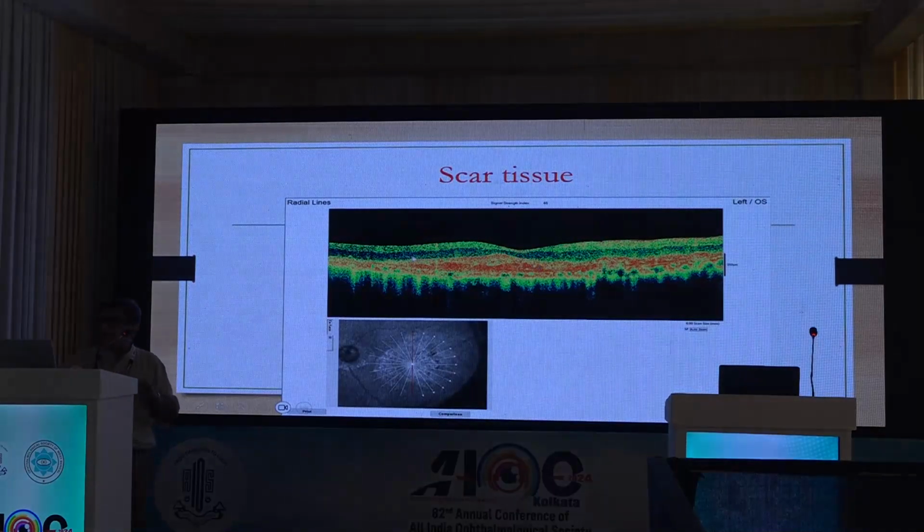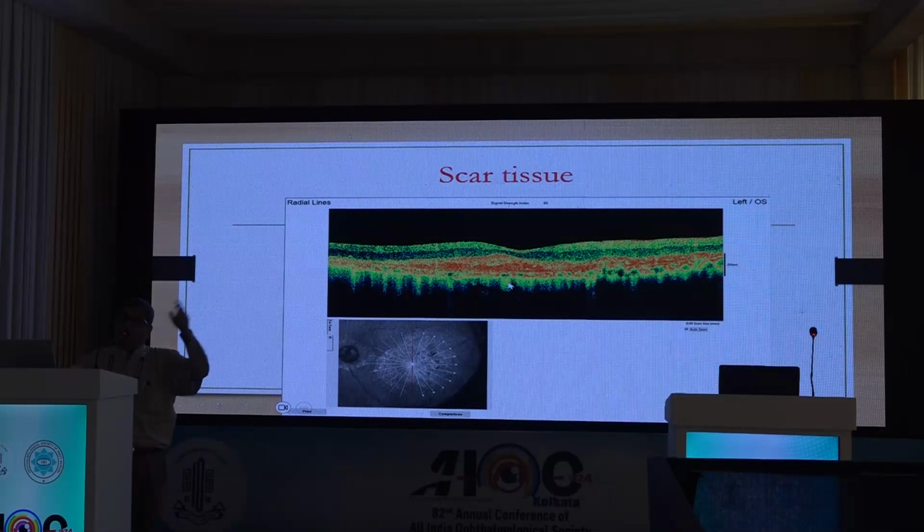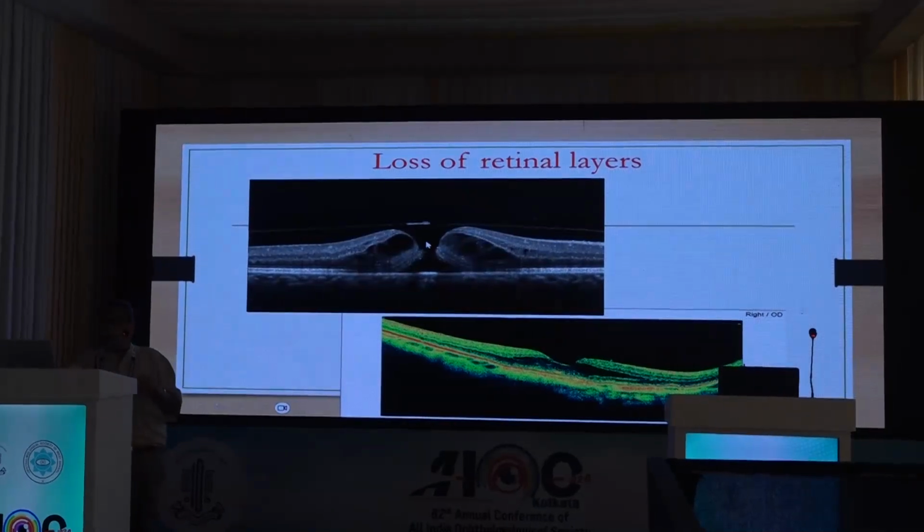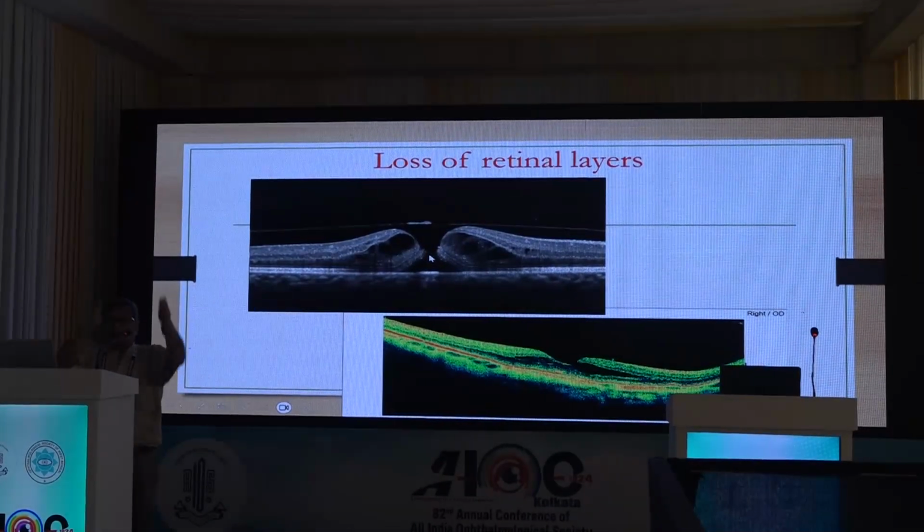Here what has happened, you see it's hyper-reflective. That means now it's reflecting a lot of light. This happens from a scar. So this is a scar tissue which is there. Here, if you look at this layer from here to here, you see it's missing. So this is atrophic degeneration. And here what do you have? A loss of layers. All the layers are missing. So you have all the 9 layers of the retina missing.